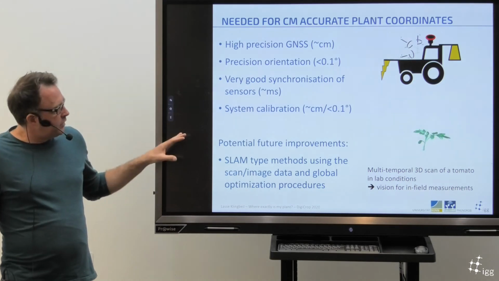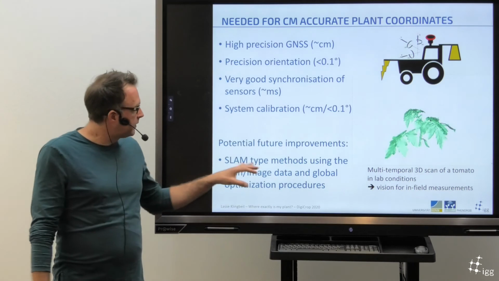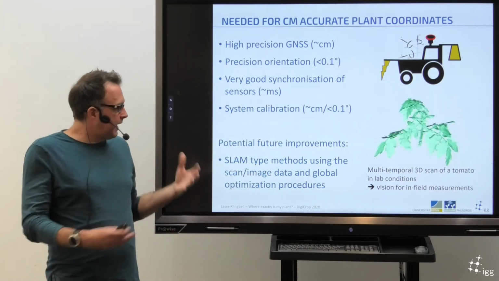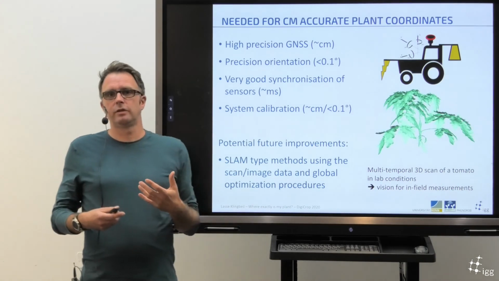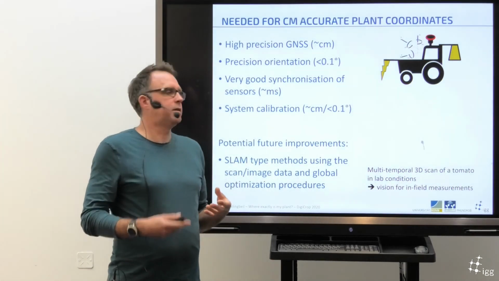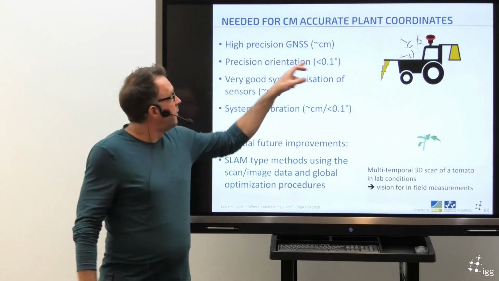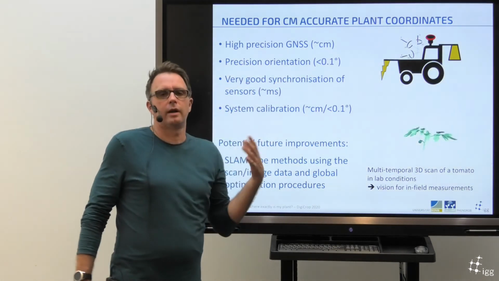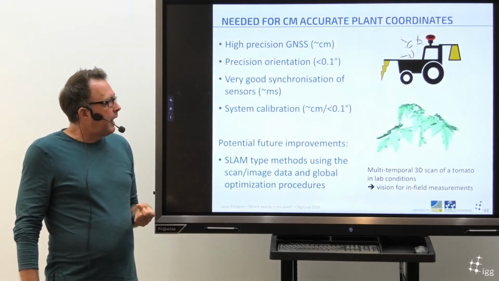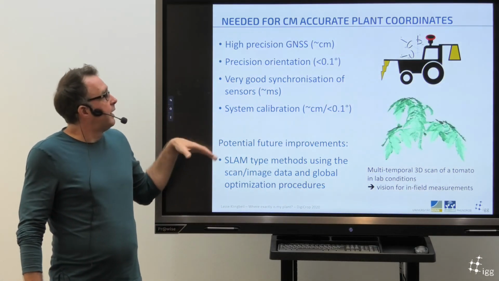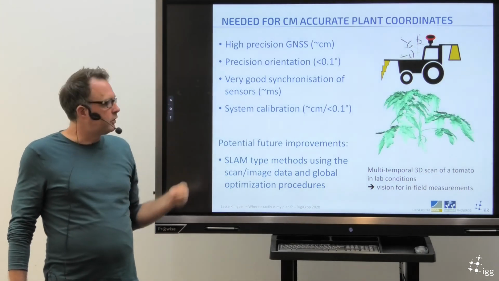There are other potential future improvements that I haven't talked about today, like SLAM type methods, using the scans and the images of the data and some global optimization procedures, which may improve the result, because then the orientation measurement is not needed as accurately anymore. If you have all these things, you do generate centimeter positions.